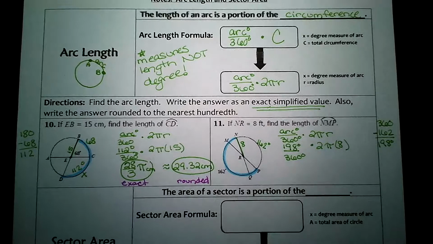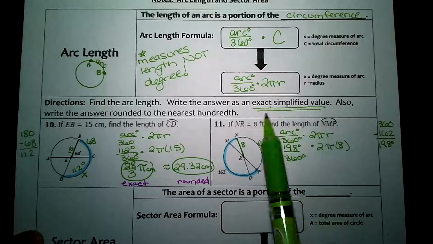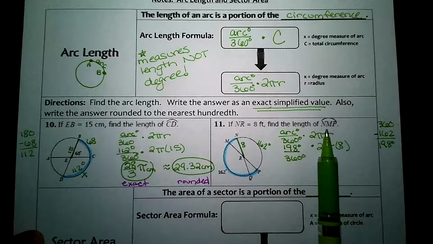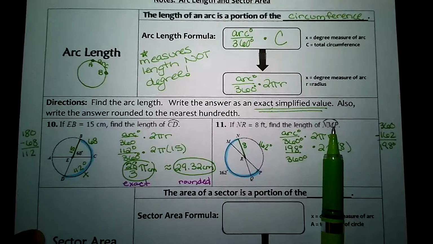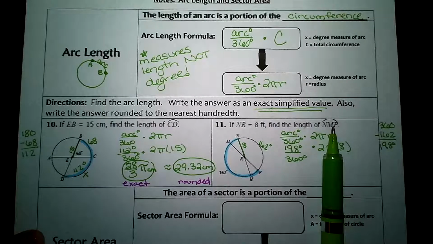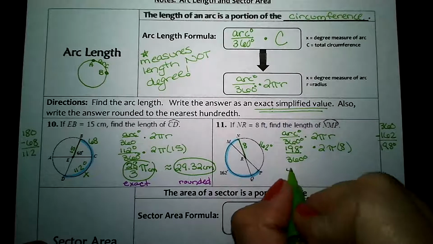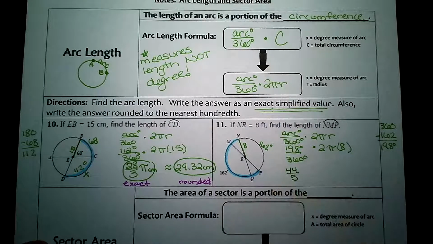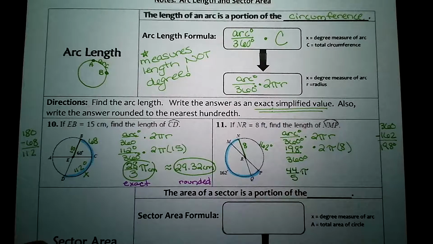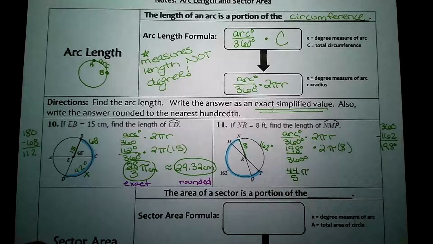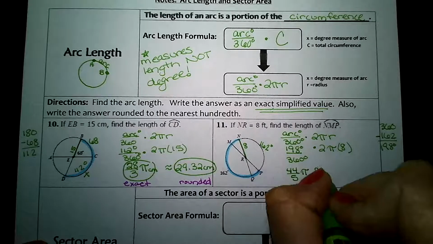All right, remember, when you are trying to find the exact simplified value, you want to type in everything except for pi. So you'll be typing into your calculator 198 over 360 times 2 times 8. You should get 44 over 5. Now, we didn't hit the pi button, so pi is still there, and that is our exact simplified value. This is a measure in feet.